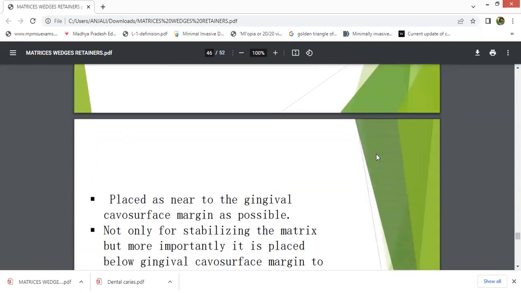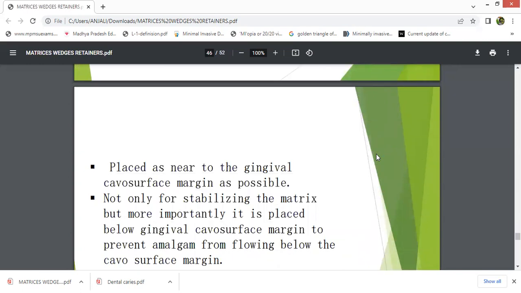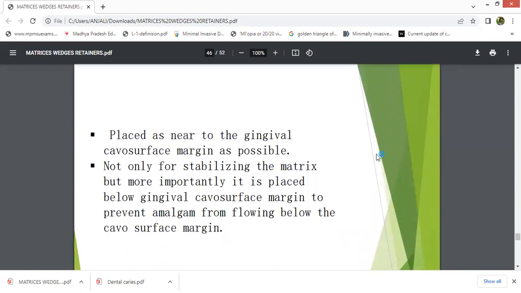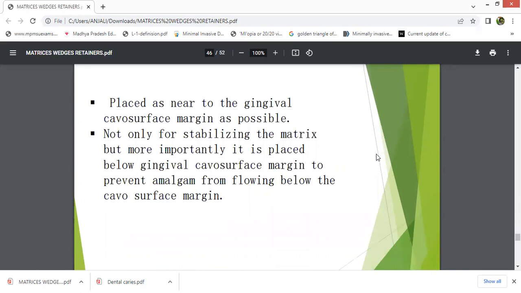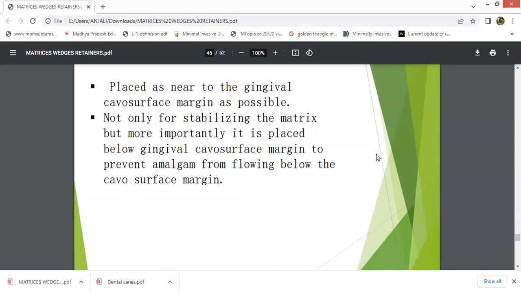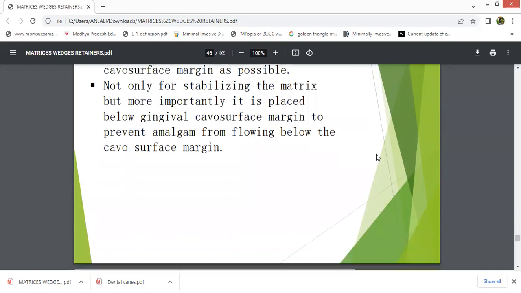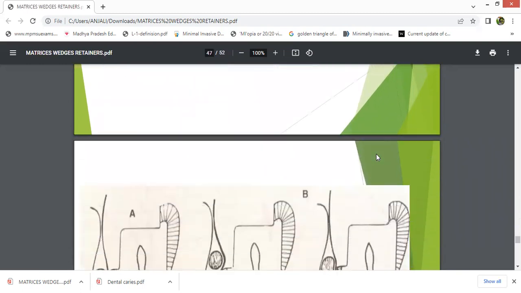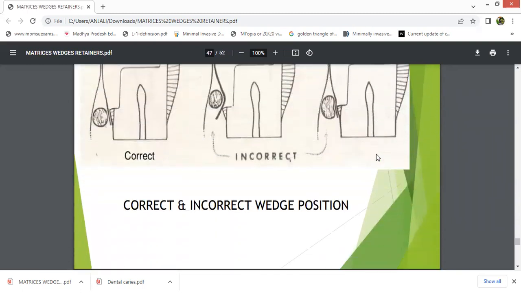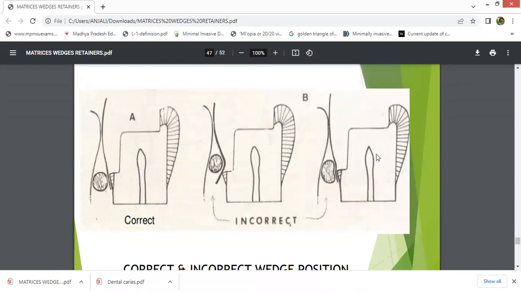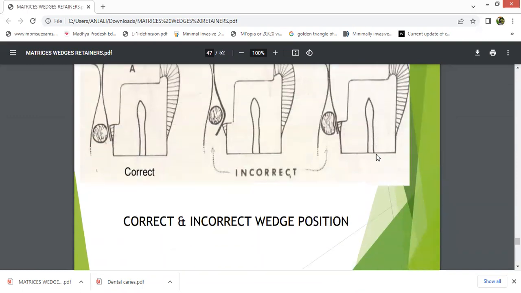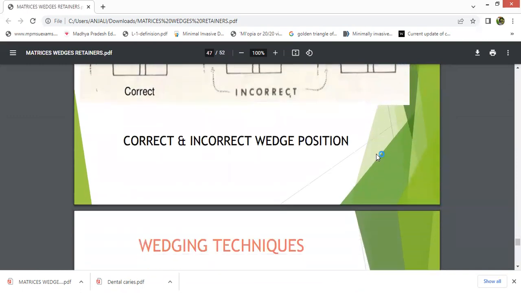Next one. So place it as near to the gingivo-cavosurface margin as possible, not only for stabilizing the matrix, but more important, it is placed below the gingival cavosurface margin to prevent the amalgam from flowing below the cavosurface margin. See the diagram. This one is the correct one. This is incorrect. So correct and incorrect wedge position.